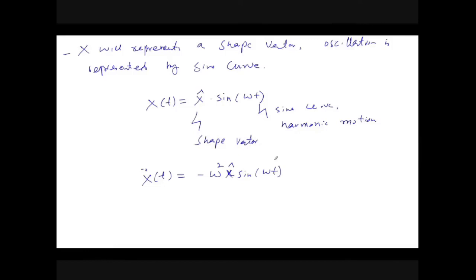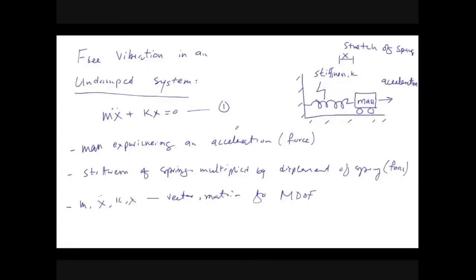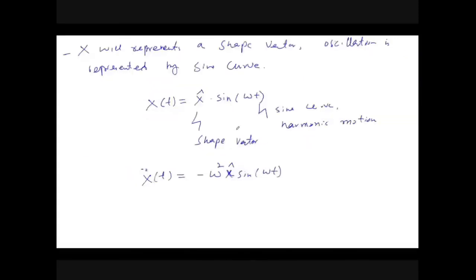So if you substitute these two back into the main equation here, if we put these values in this equation 1, it becomes minus omega square m x, the shape vector, and sine omega t, plus kx sine omega t is equal to 0. This is the equation we can get.